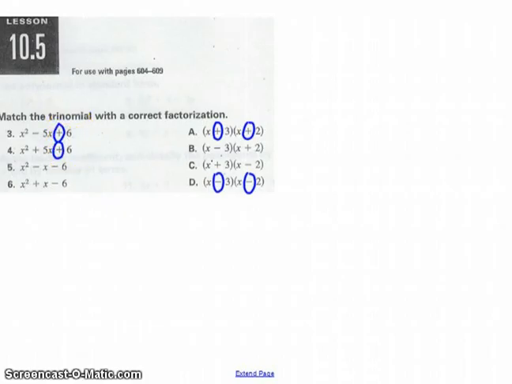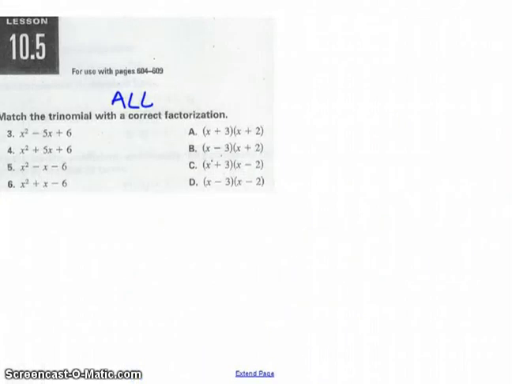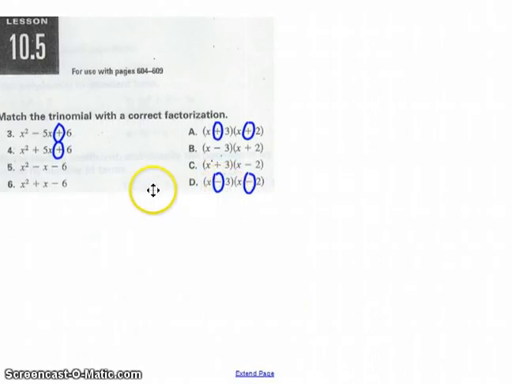Let's go back and look at that. This number here, 10, came from 5 times 2. So this number here, 6, came from last times last. It either came from 3 times 2 or from negative 3 times negative 2. Either way could have got me positive 6. So I know that A and D are going to match 3 and 4. I just don't know which goes with which. I've got to do one more step.